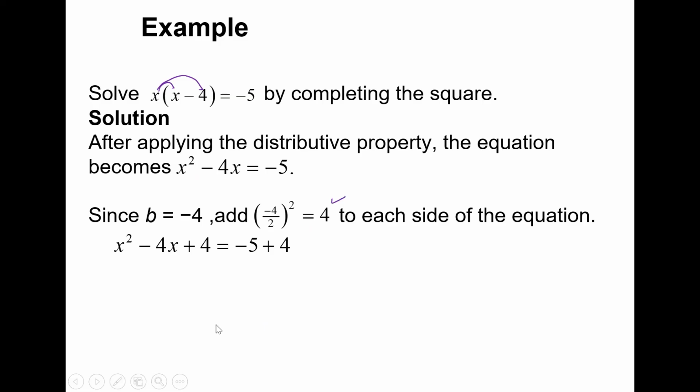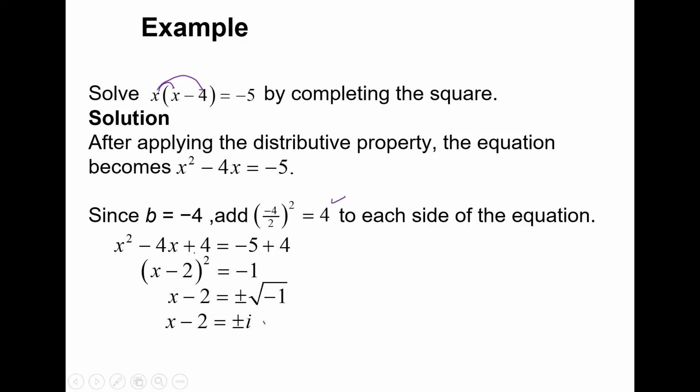So we add 4, add 4. That becomes a minus 1. This becomes x minus 2, the quantity squared. All right, so now we can take the square root of both sides. Now, when we square root -1, what does that equal? Well, that's equal to i, and so that's what we have here.